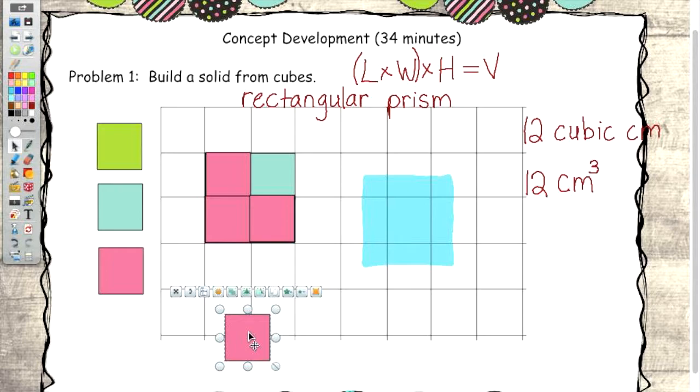Got that? All right, we're going to go on to the next problem. Now, the next problem I didn't put on here, but I just want you to count out 12 cubes.